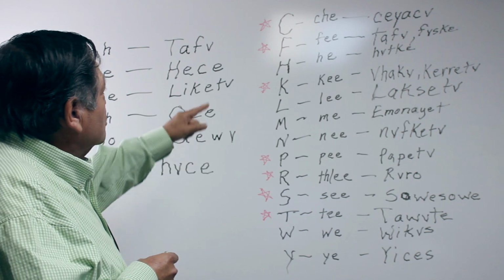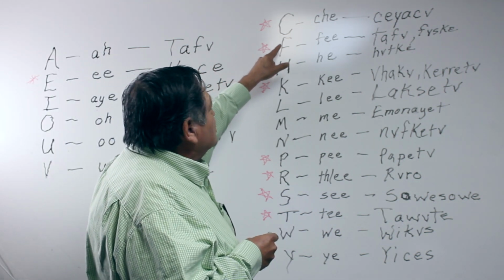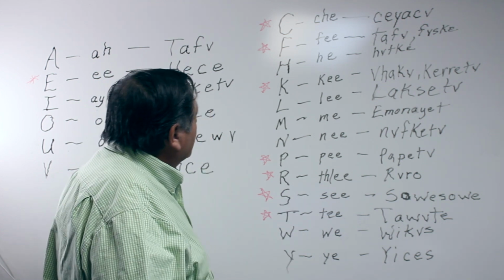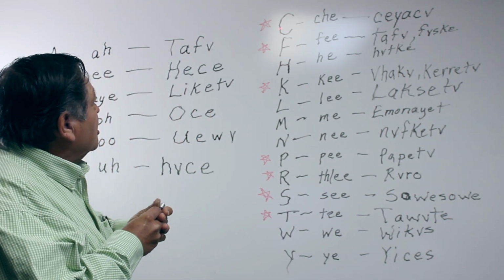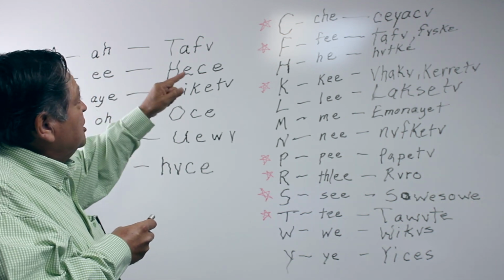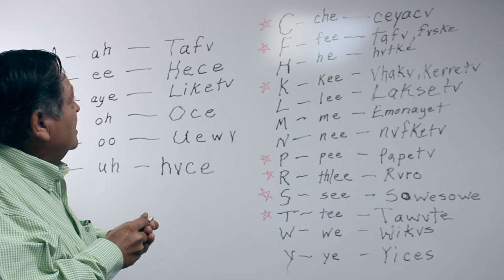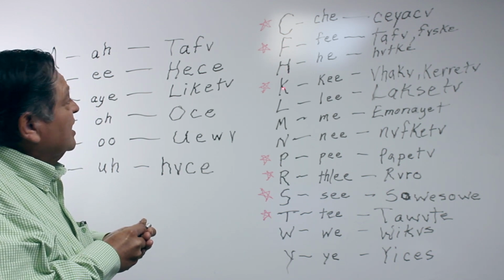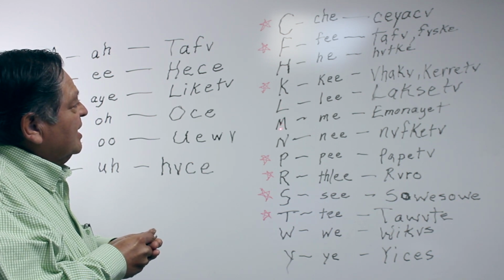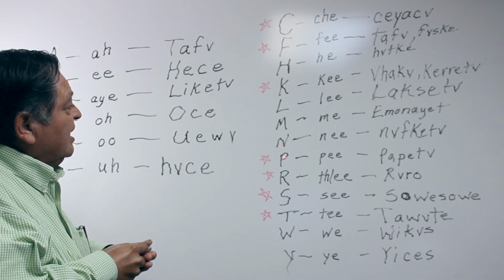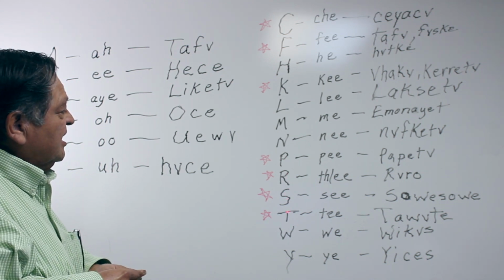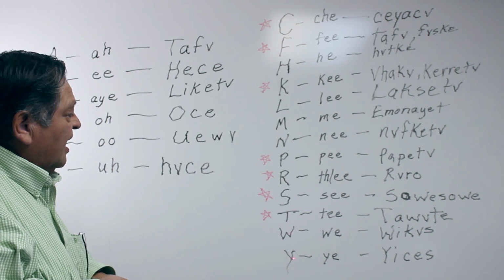We're going to get started first of all, and I'm just going to go through the list of the consonants. I'm going to pronounce them. Here's the pronunciations as they appear in the alphabet. But we're going to start with this character right here, and then we're going to go on down. Chi, fi, he, ki, li, mi, ni, pi, si, ti, wi, and yi.